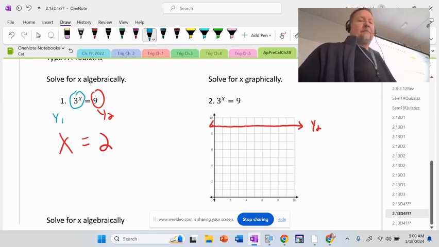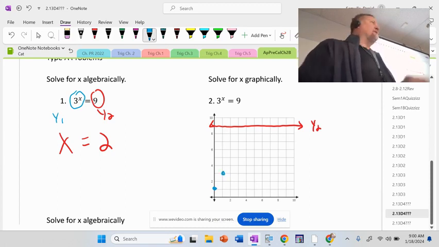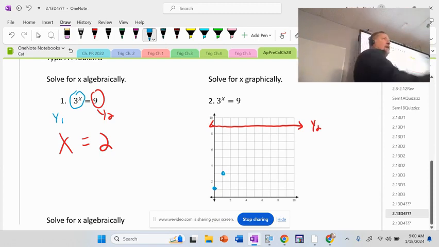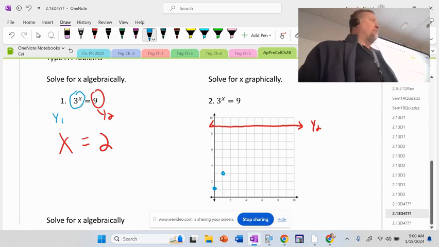And then input, say it. What's 3 to the 0 power? 1. So I plug in 0, I get 1. What's 3 to the first power? 3. I started input-output right away at the beginning in August. Then here we go. What's 3 squared, everybody? 9. And that's where we see the intersection.